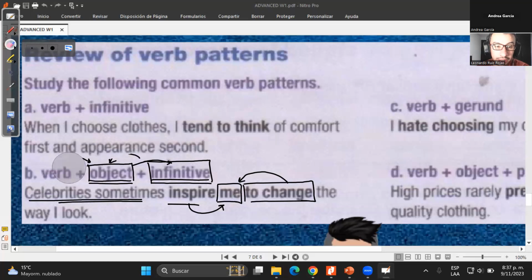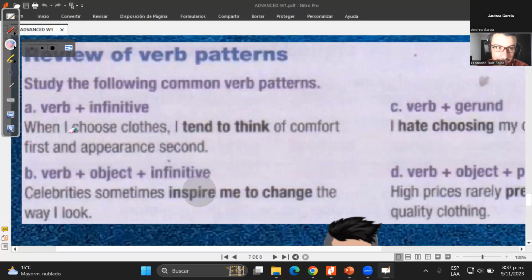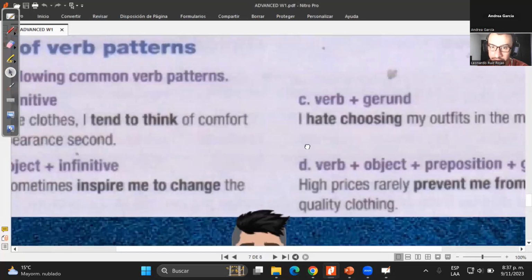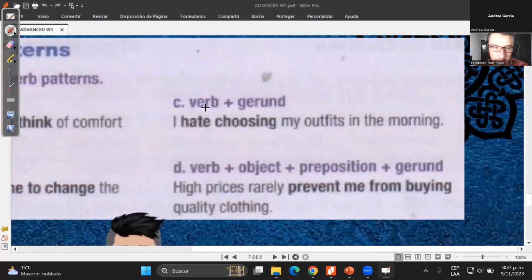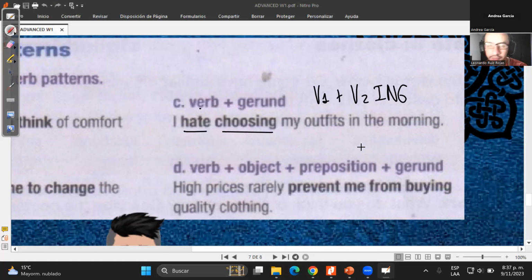The patterns with the infinitive and the gerund are basically the same. Yes, I can have the first one, which is simply verb and gerund: verb number one, verb number two in ing. I hate choosing my outfits. I enjoy having, and so on. That's it. Or it's also a possibility that I can include another person into the equation. But if I include them, similar to here with the to, it's necessary to include another preposition, just that in that case, the preposition can vary, can change, right?